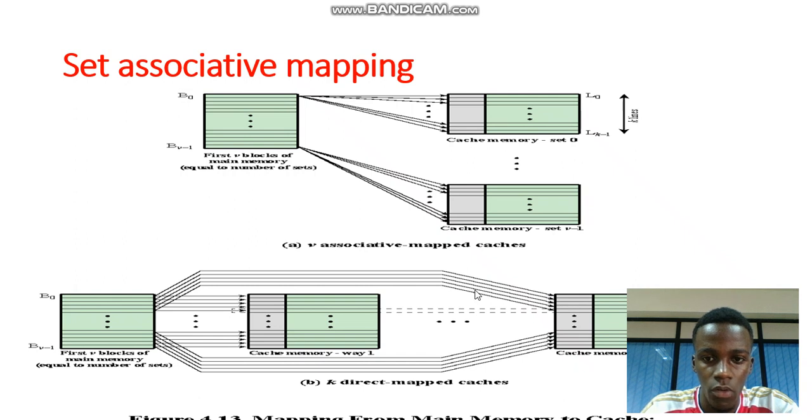So block 0 will be mapped into a set, but block 0 will not be restricted to any line of that particular set. Block 0 can be mapped to either line 1 of set 0 or line 0 of set 0. Basically that's what set associative mapping is. It combines the advantages of associative mapping and direct mapping like we saw earlier.